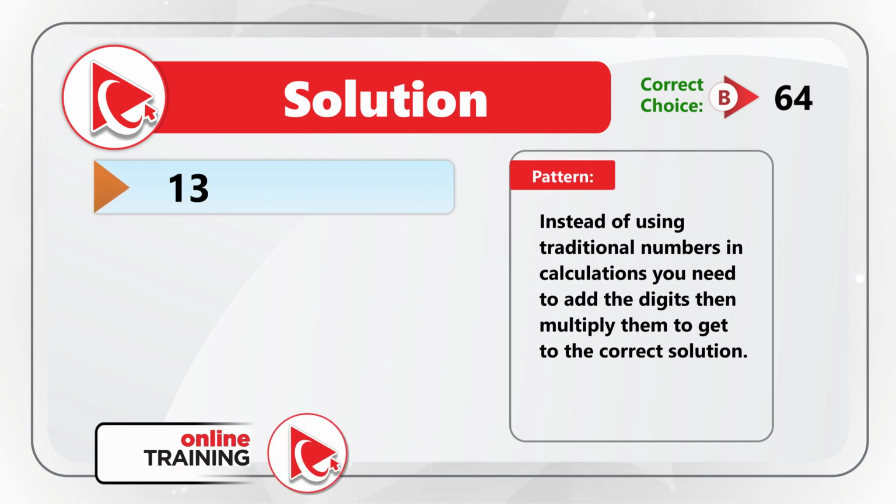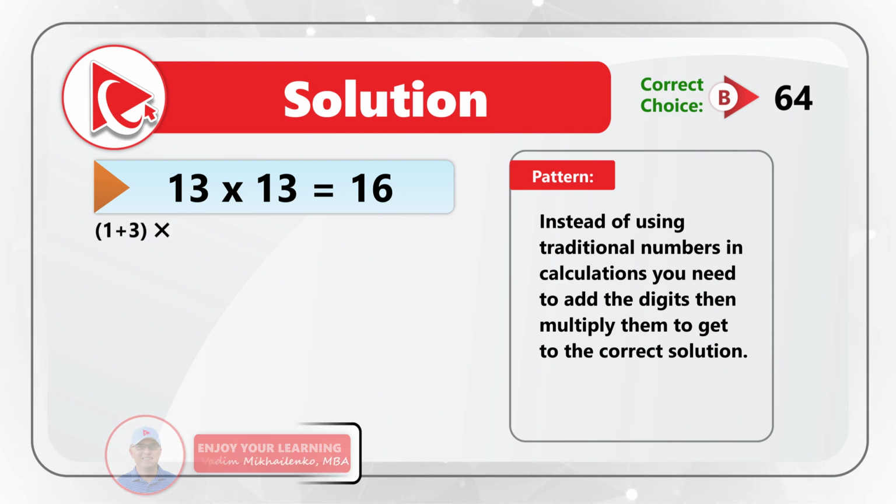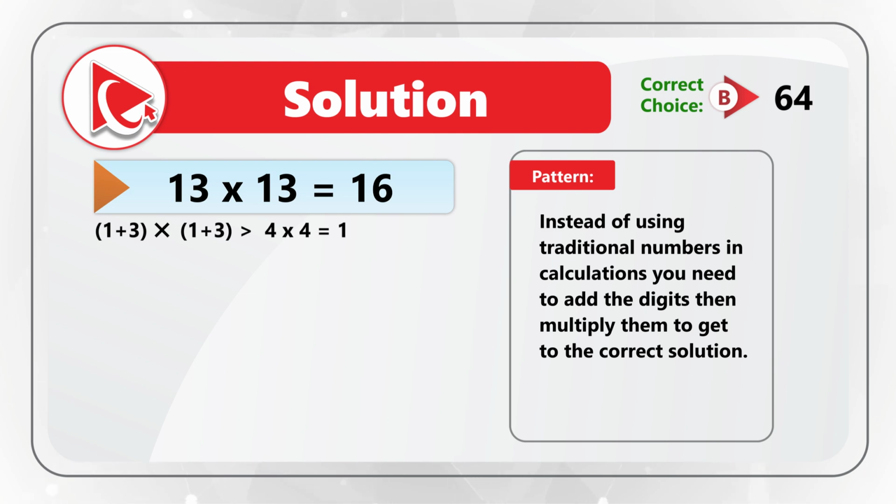So let's look at the first expression. 13 multiplied by 13 equals 16. In reality, you need to sum up 1 plus 3, then multiply by another expression, 1 plus 3, which would be 4 multiplied by 4, which would equal 16.